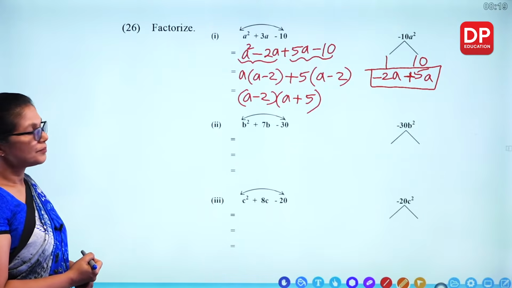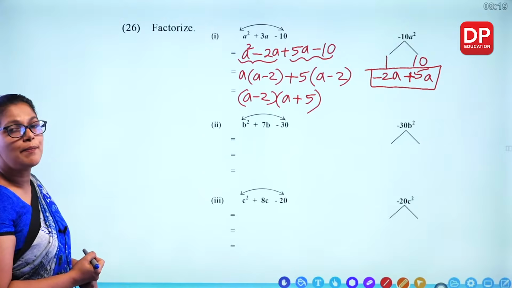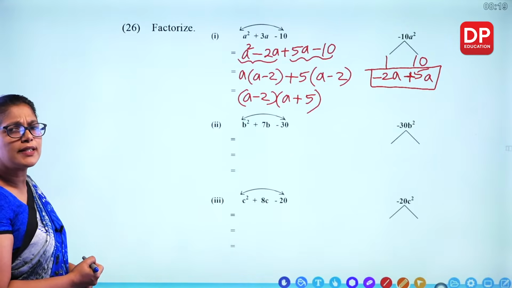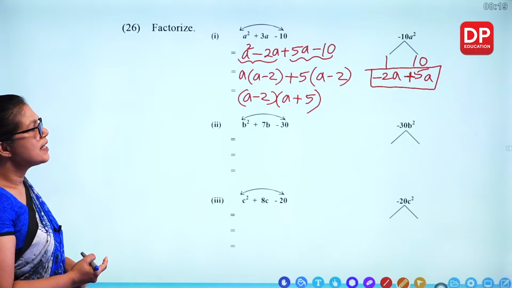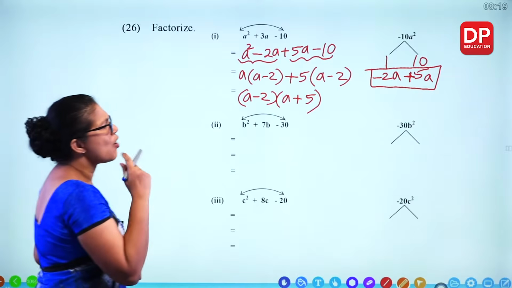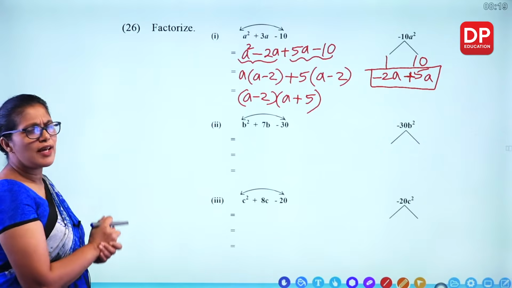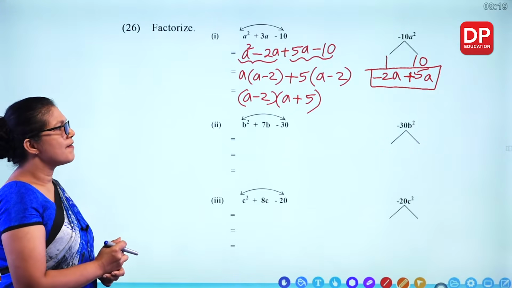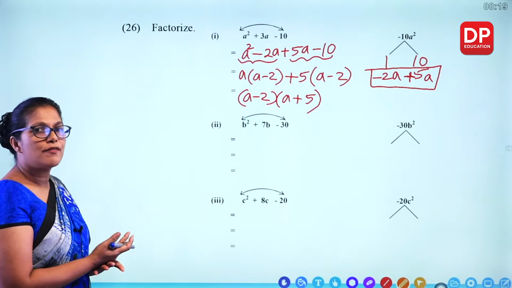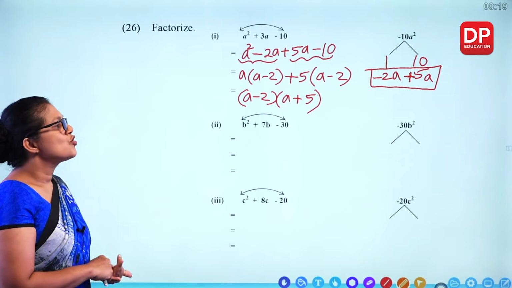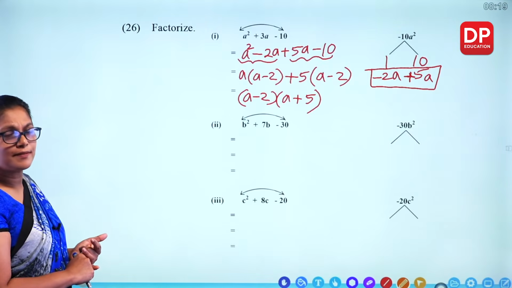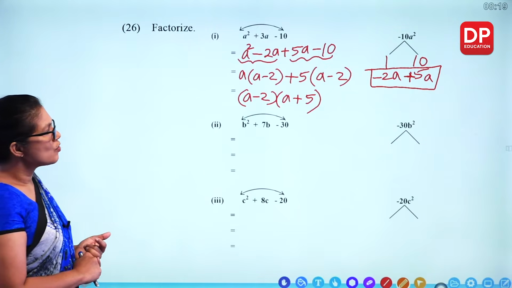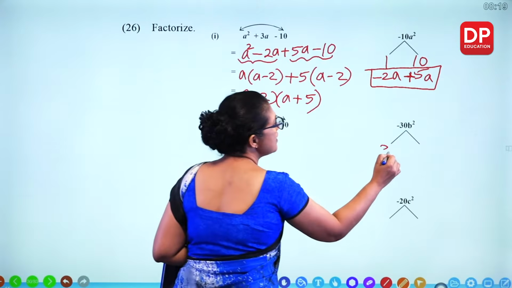Next one. Minus 30b squared. Factors of 30: 1 with 30, 2 with 15, 3 with 10. Think about it without writing. Can you get the middle term plus 7? Definitely not with 1 and 30. 2 with 15, you are not getting. 3 with 10, you are getting 7. So we can think about 3 and 10.